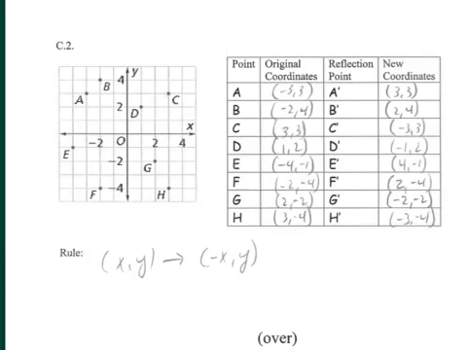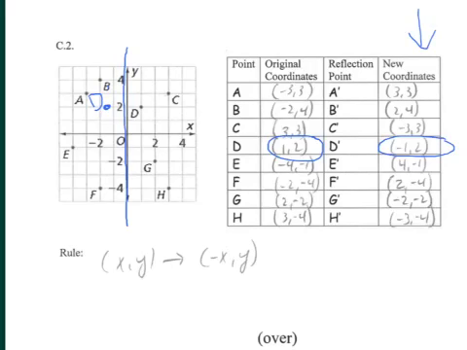The first task with these coordinates is to reflect each of them over the y-axis. That's in part C. So we reflect again each point over this y-axis. So for example, point D would be reflected to right there. And so if the original coordinates of point D were 1, 2, then D prime, its new image of that point, would be negative 1, 2. And that's what I'd write in this column for the new coordinates.